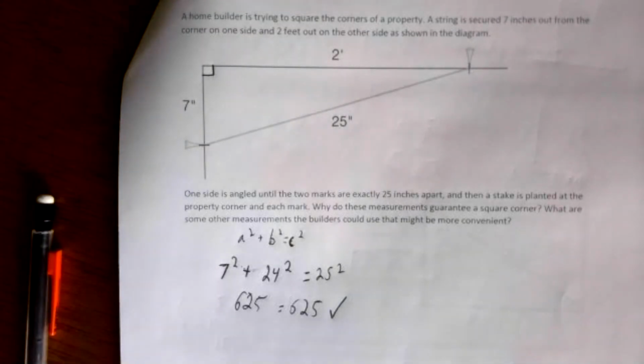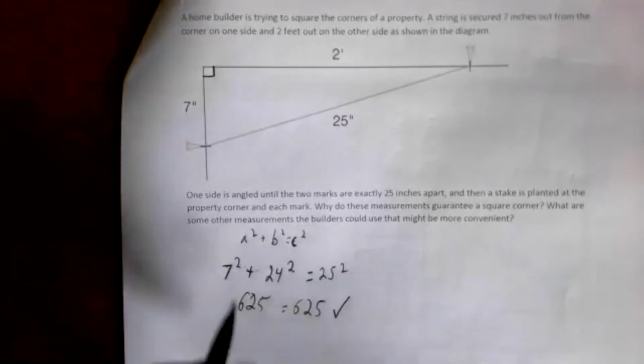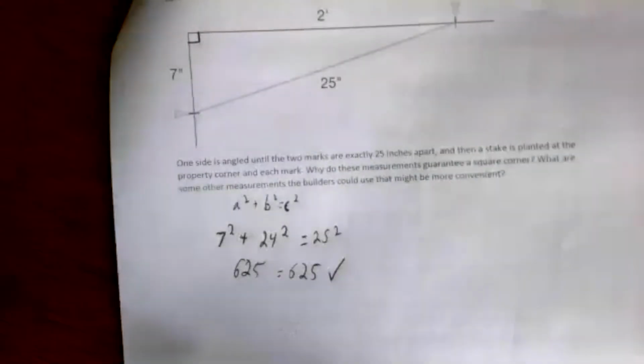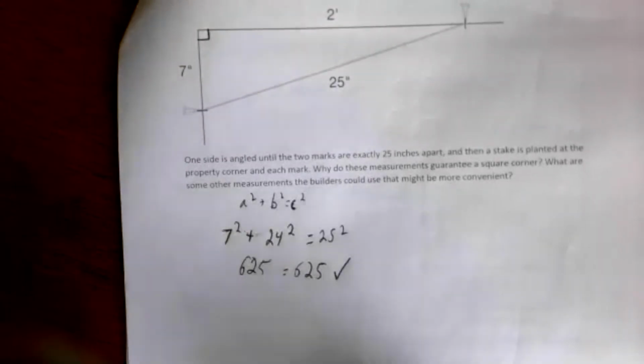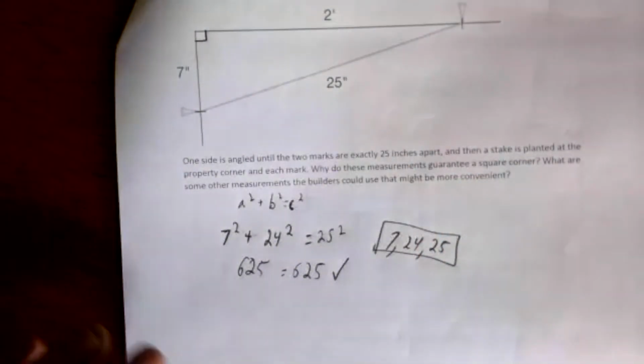And if you want to add to your notes, this is another example of a Pythagorean triple, because we're given 3 whole numbers, and it's a solution to this. So 7, 24, and 25 are solutions to the Pythagorean theorem as well.